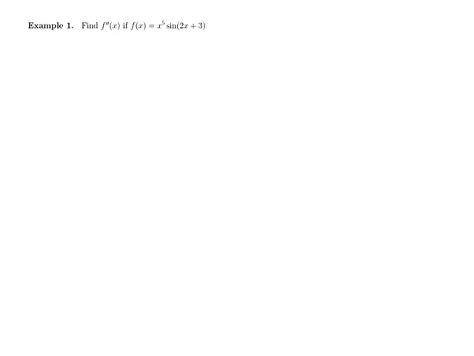So first example, let's find the second derivative, f double prime of x, if f of x is x to the fifth times sine of 2x plus 3. In these more complicated derivatives that we're going to do, the first question that we need to ask is, are we using the quotient rule, the product rule, or the chain rule? As a whole, are these functions multiplied together, divided, or is it function composition?